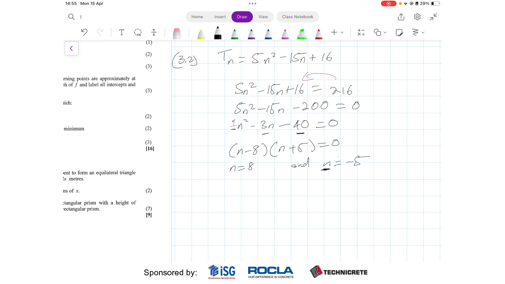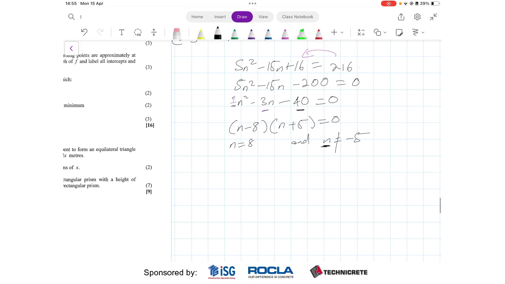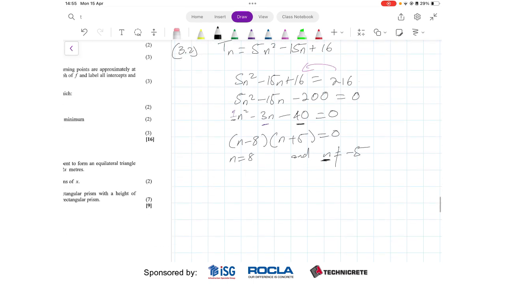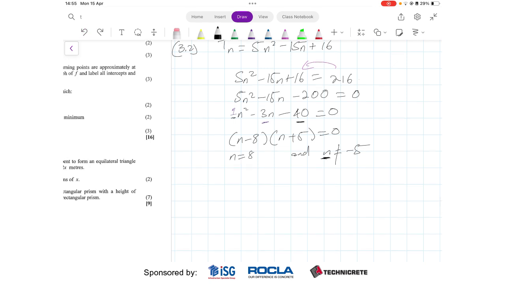Therefore, our n cannot be equal to negative 5. To essentially just confirm this, you can just plug in n equals 8 and see if it returns 216, and because of that we can then conclude that 216 is the 8th term in our sequence. Beautiful.